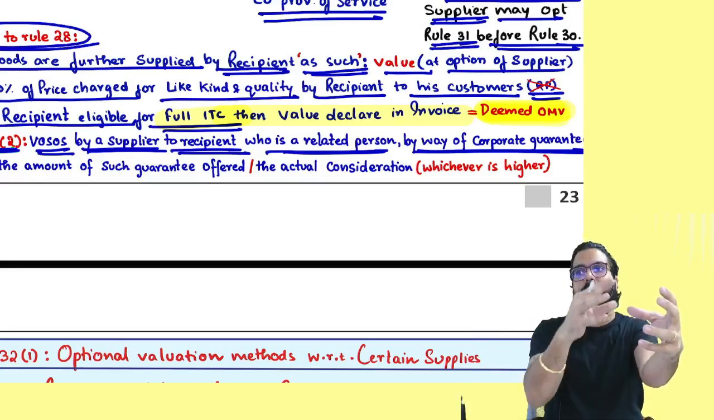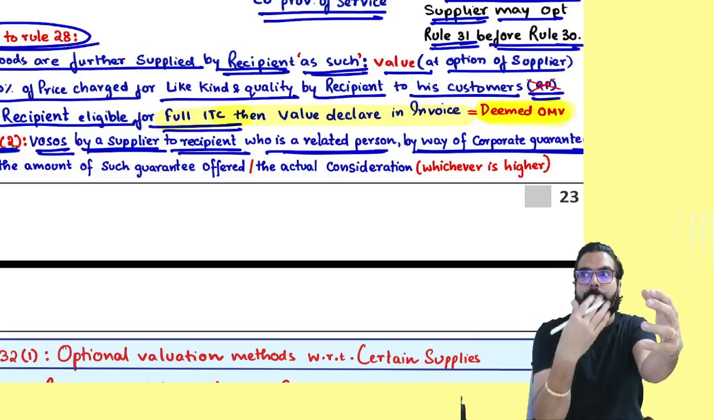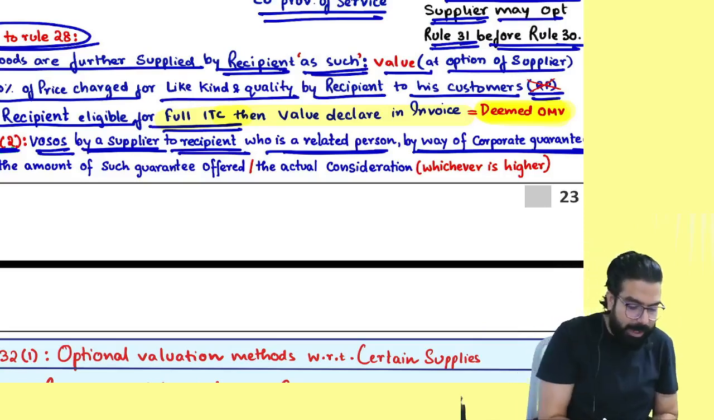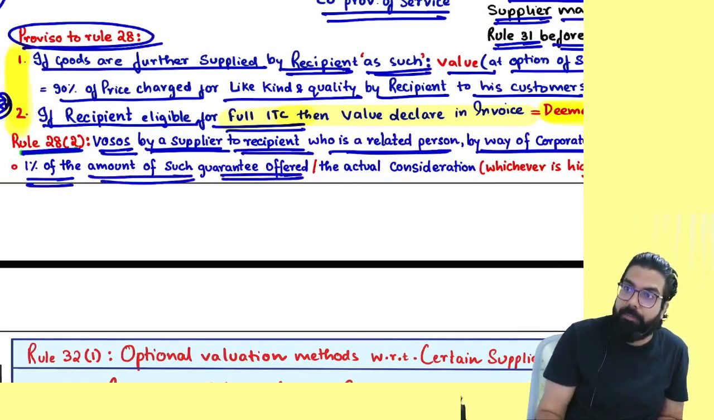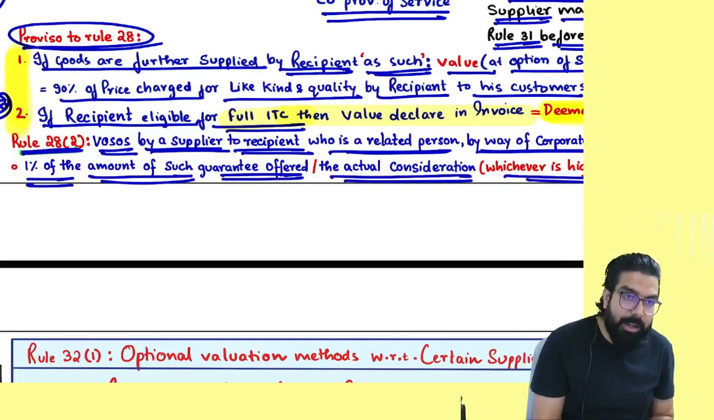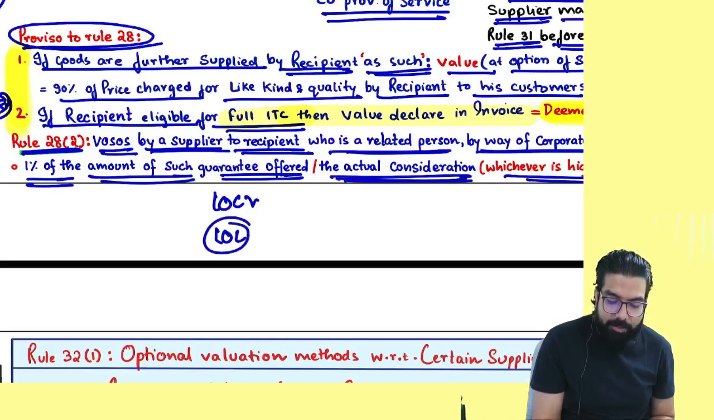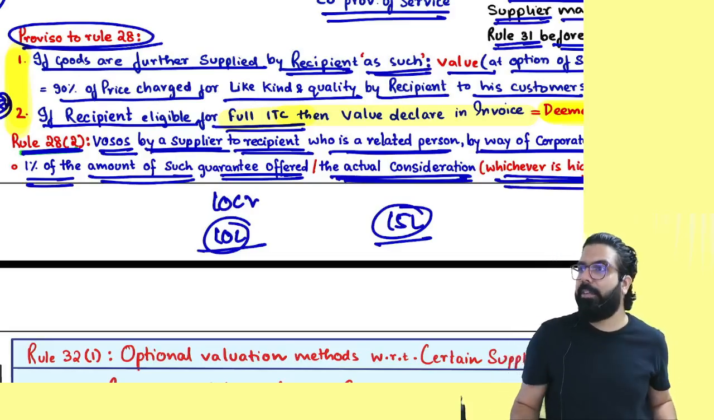Always remember, when the holding company gives a guarantee for the subsidiary company to the bank, what is the supply? Is there a supply between the holding company and subsidiary company? What is the value of supply? They are telling it will be 1% of the amount of such guarantee offered or the actual consideration, whichever is higher. For example, if I guaranteed the loan of my subsidiary company of 10 crore rupees, 1% of 10 crore is how much? 10 lakhs. Or if I charged my subsidiary company 15 lakh rupees, 10 lakh or 15 lakh, whichever is higher. So what is my value of supply? 15 lakhs. Is my point clear to all?